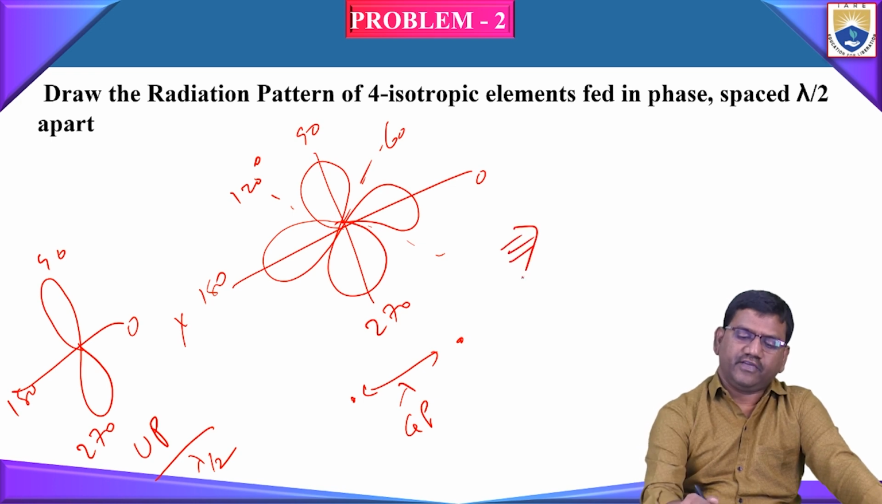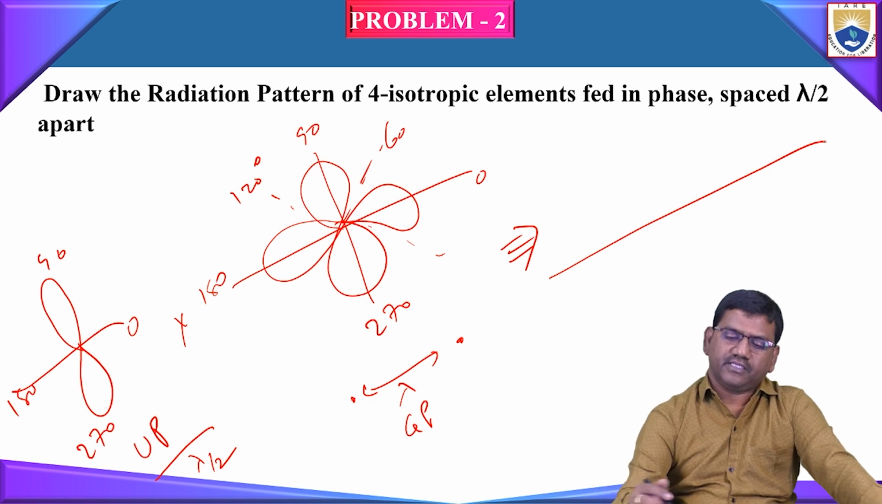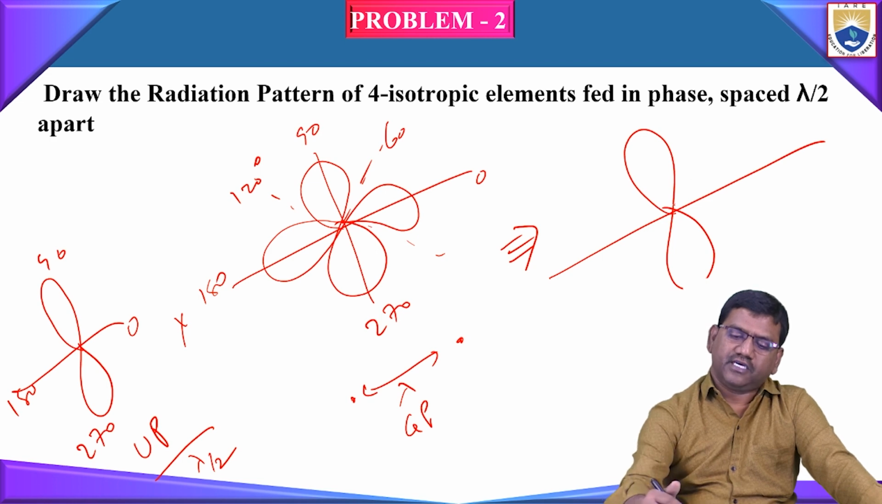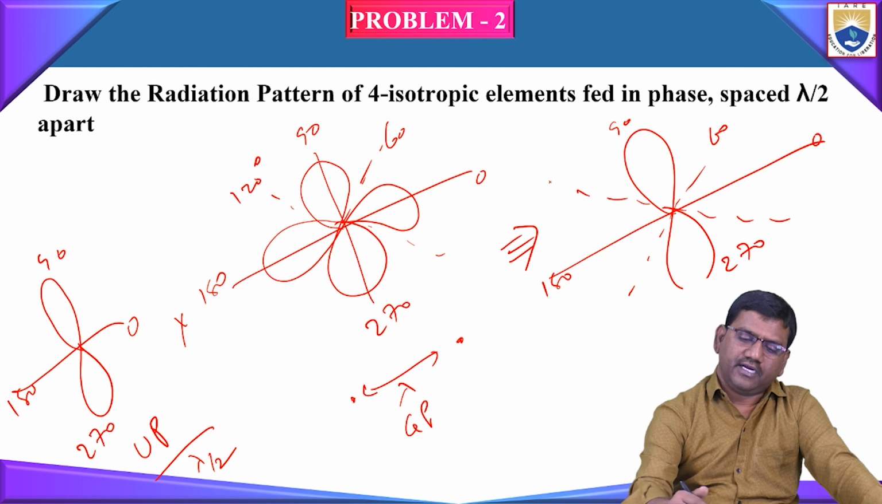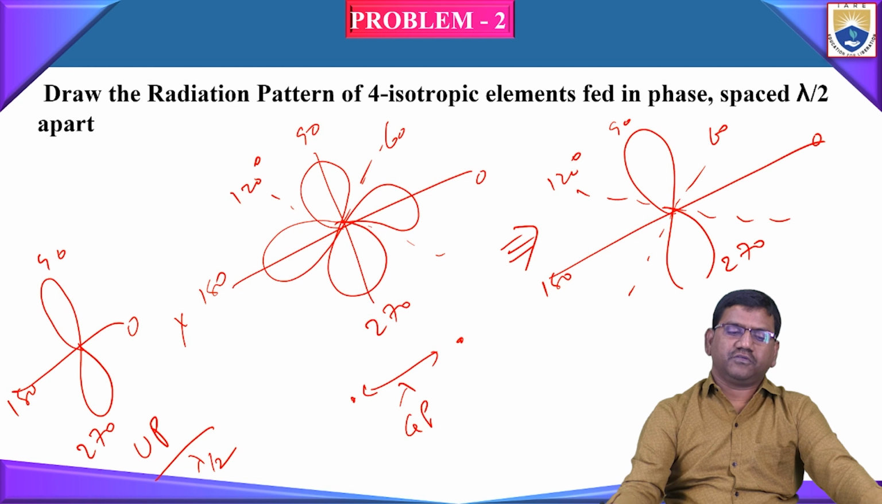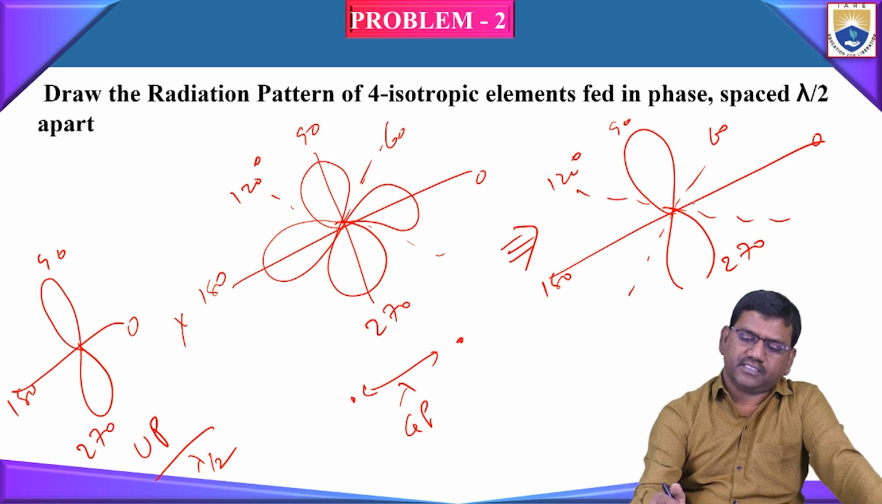So we simplify these two. Maxima into maxima is equal to maxima square. That means we are going to indicate like this, and the nulls are in this direction. So 0, this is 90, this is 180 and this is 270. Where are the nulls? The nulls are in the direction of 60 and 120 degrees. So this is how to draw the radiation pattern of 4 elements fed in phase, separated by a distance of lambda by 2. You can also indicate the nulls at 60 as small lobes like this.